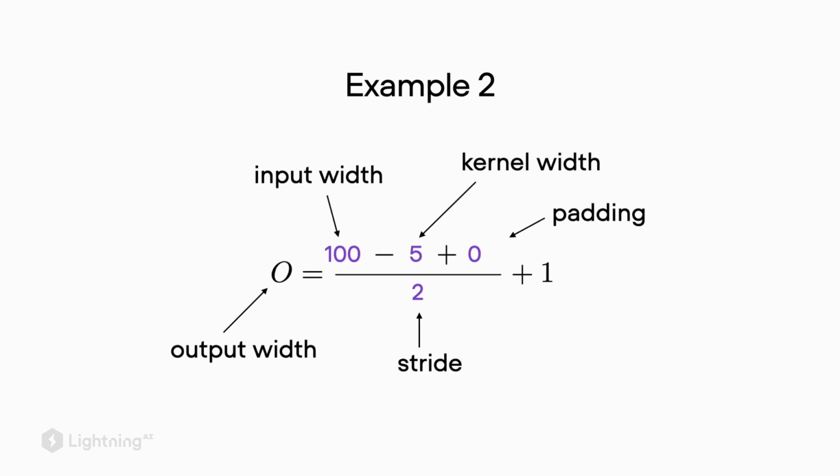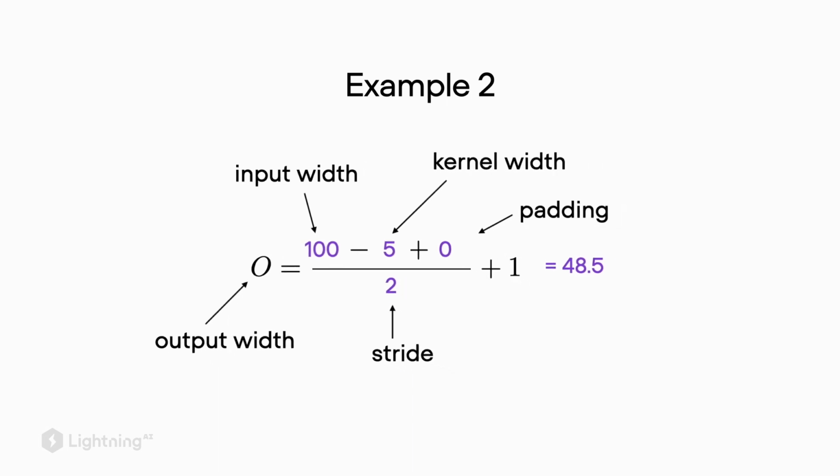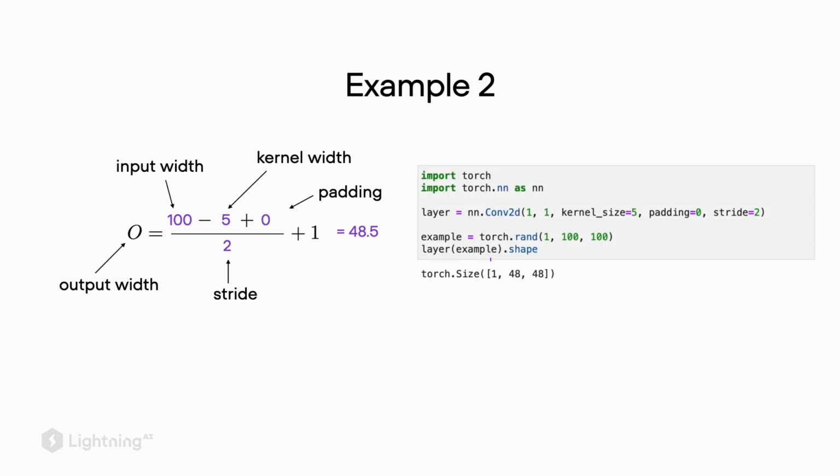So let's take a look at another example where we change the kernel width from 3 to 5 and we increase the stride from 1 to 2. Now if we plug these values into the formula again, what we get as the predicted output width is 48.5. So in this case we get a non-integer result. So let's plug these values into PyTorch and see what we get. What we can see here as a result is that we get a 48 by 48 output feature map. So how does that work?